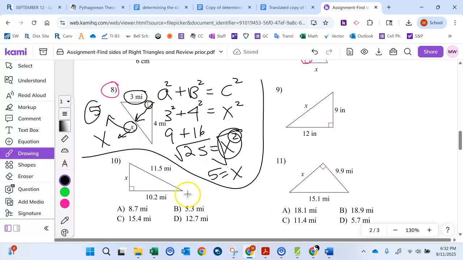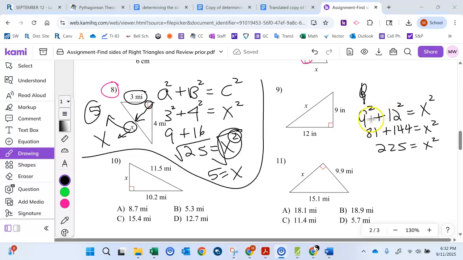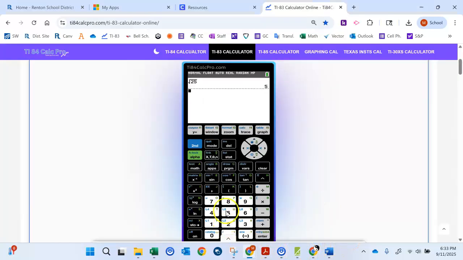So what I want you to do is try number 9 and then come back and I'll show you the solution. Okay, so 9 squared plus 12 squared. 9 squared is 81. 12 squared is 144. And again, I'll show you on the calculator. So I'm going to go clear. So 9 squared is, enter, 81. And what was the other one?